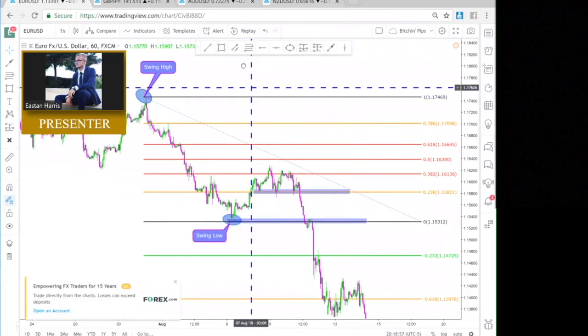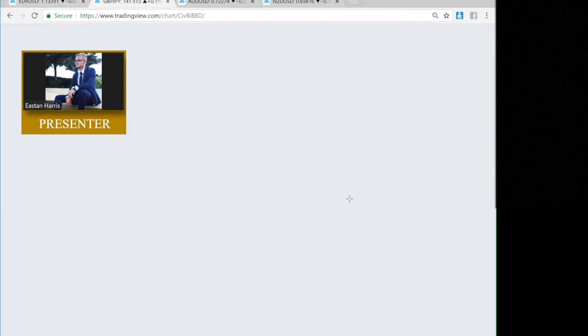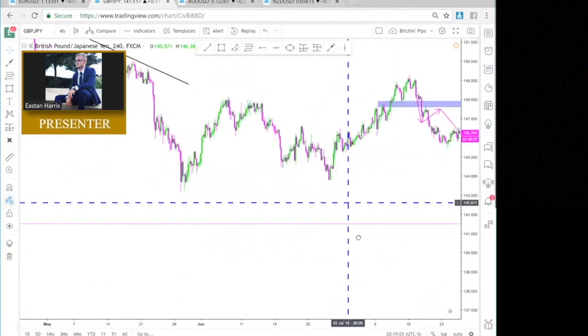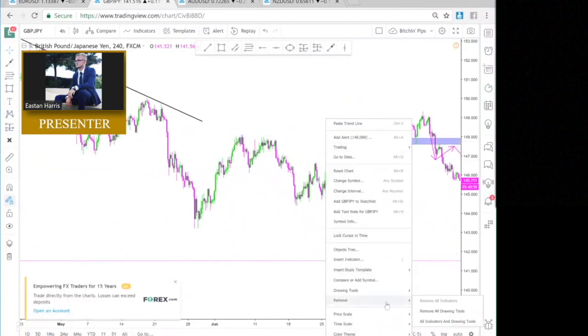Let's take a look at another pair. What's going on GG? It's an old markup. Just get rid of this stuff.